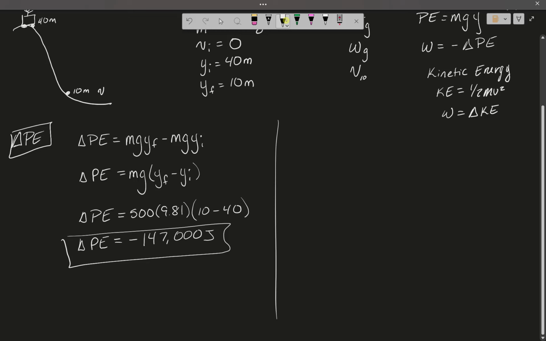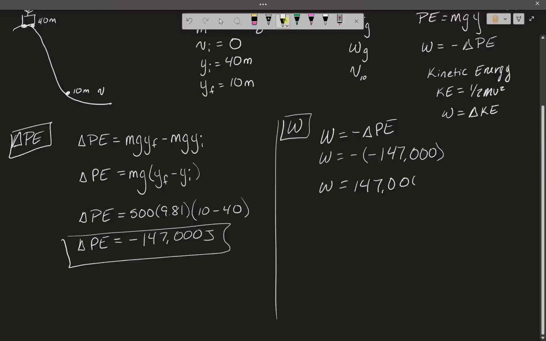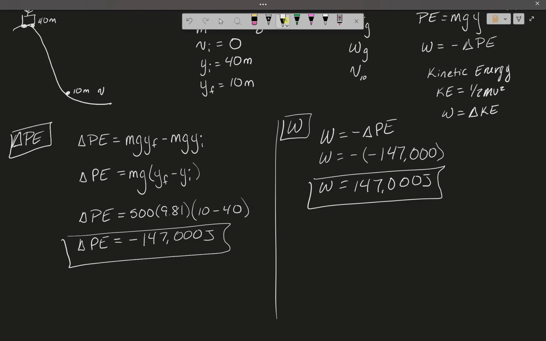It also wants us to figure out how much work was done by gravity. Well, because the only force that's acting on this is gravity, I can just use my definition that work is equal to a negative change in the potential energy, meaning that work is equal to negative my solution I got for my change in potential energy, and my work is just going to be 147,000 joules.